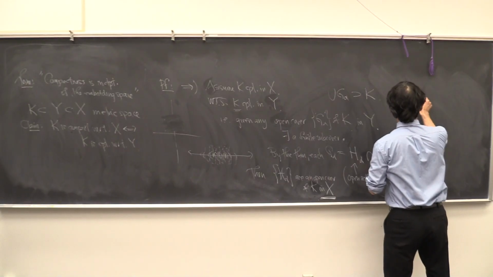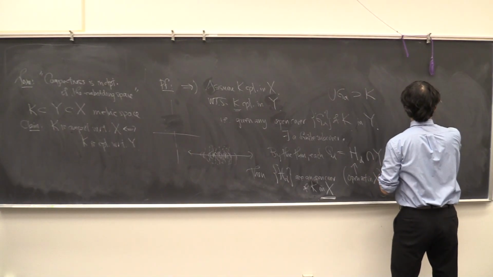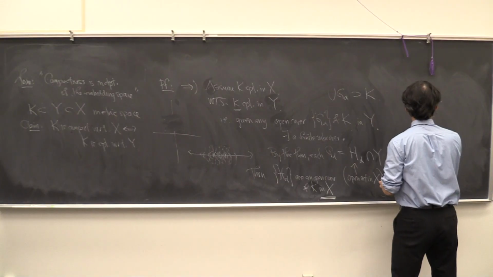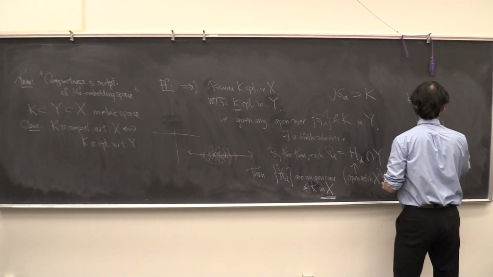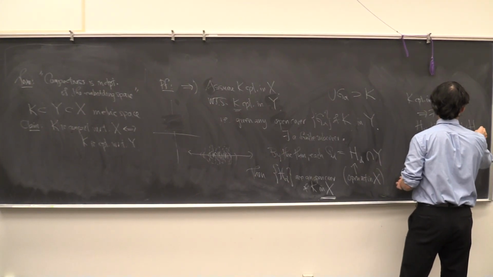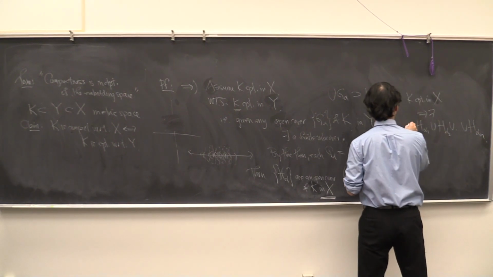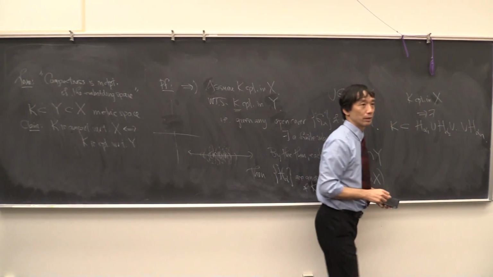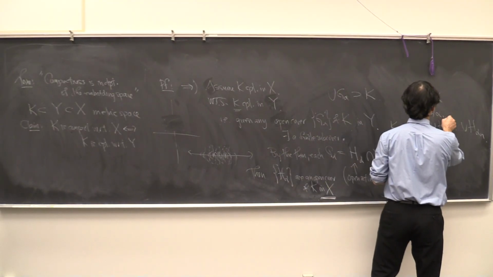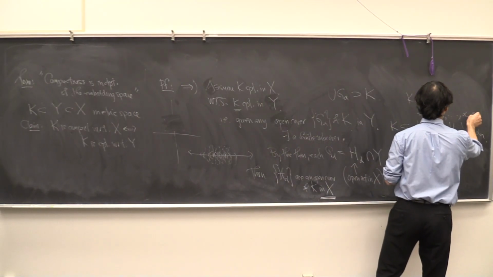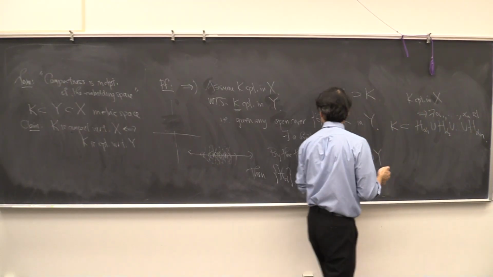K compact in X implies there exists some H alpha 1, H alpha 2, ..., H alpha n. There exists some finite collection that covers K. There exist indices alpha 1 through alpha n such that, right?